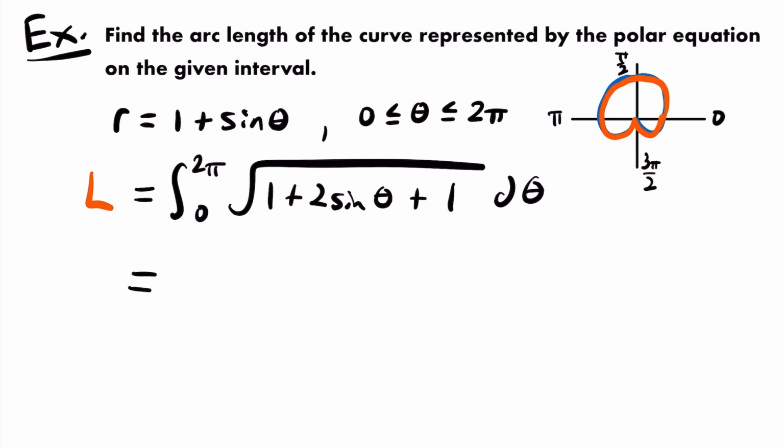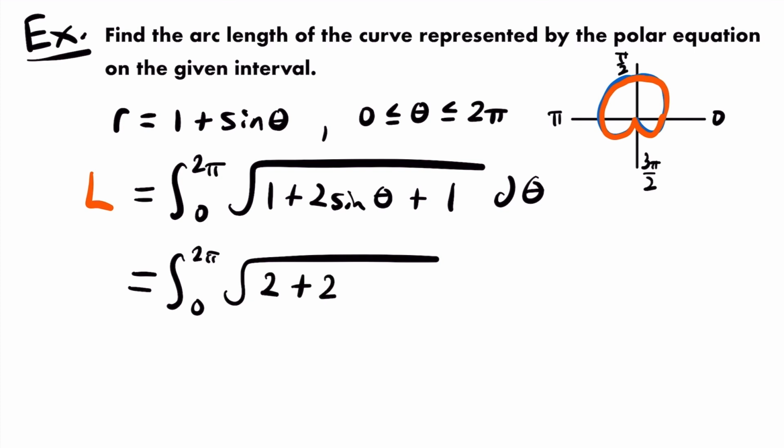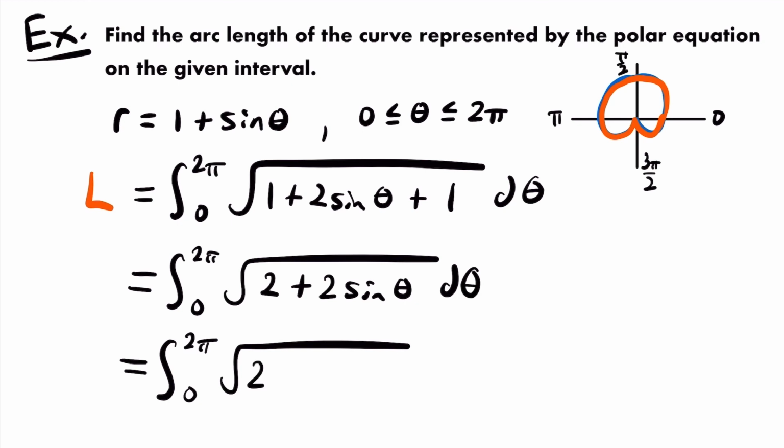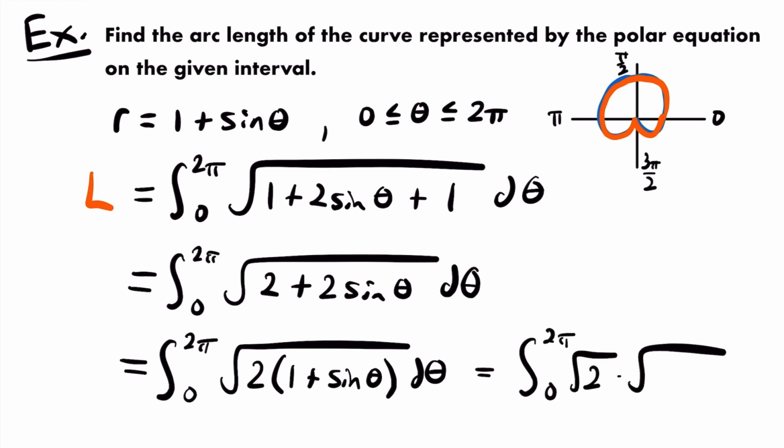We'll have that the arc length is equal to the integral from 0 to 2 pi of the square root of 2 plus 2 times sine theta d theta. And then what we can do is pull that common factor of 2 out of both of these terms, right? We can divide this term by 2 and this term by 2. If we do that, we'll have the integral from 0 to 2 pi of the square root of 2 times 1 plus sine theta d theta, and then we can take the square root of each of these parts, and so this is equal to the integral from 0 to 2 pi of the square root of 2 times the square root of 1 plus sine theta d theta.